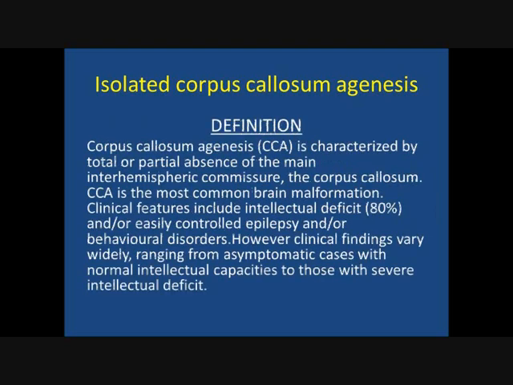Corpus callosum agenesis is characterized by total or partial absence of the main interhemispheric commissure, the corpus callosum. It is the most common brain malformation. Clinical features include intellectual deficit and/or easily controlled epilepsy and/or behavioral disorders. However, clinical findings vary widely, ranging from asymptomatic cases with normal intellectual capacity to those with severe intellectual deficit.